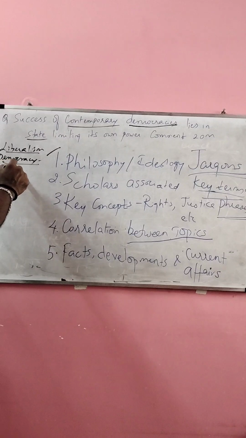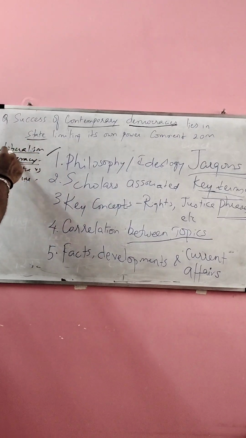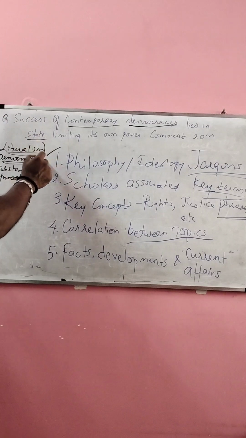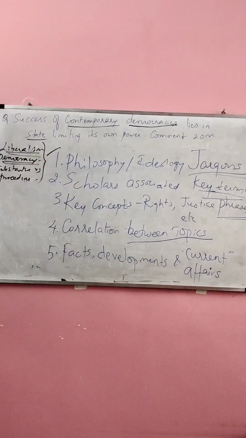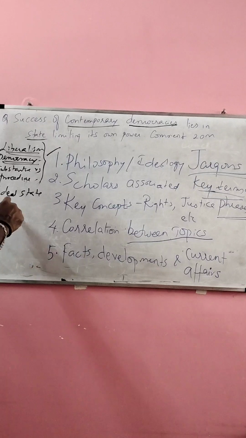substantive and procedural. So these are the important concepts under the ideology and philosophy. Liberalism, democracy. You need to compare this with ideologies dating back to the ancient Greek period. The associated philosophies are ideal state, philosopher king.